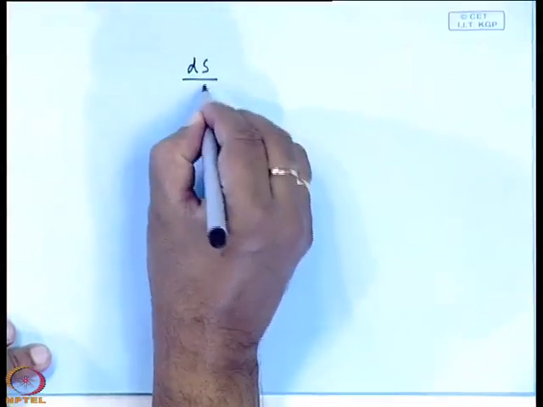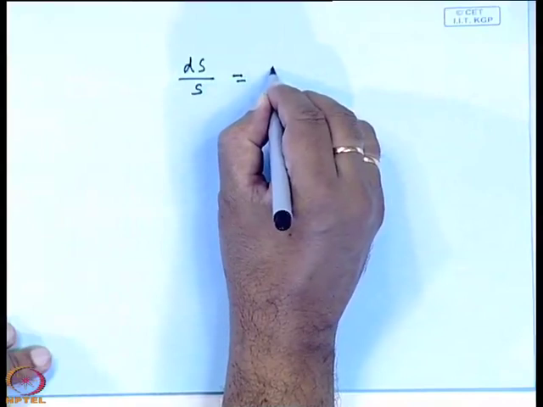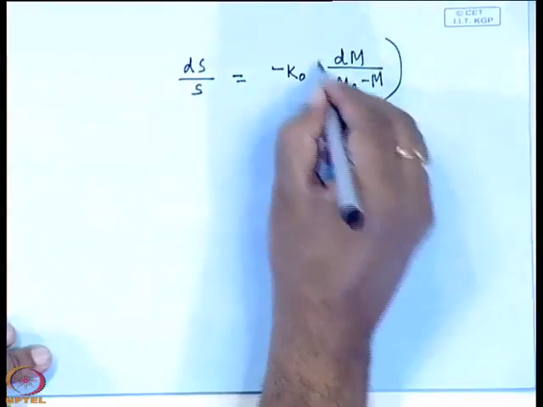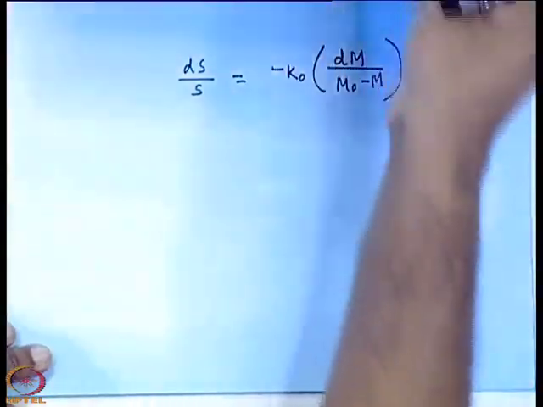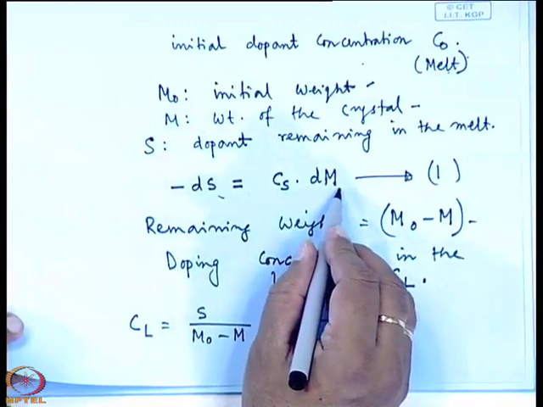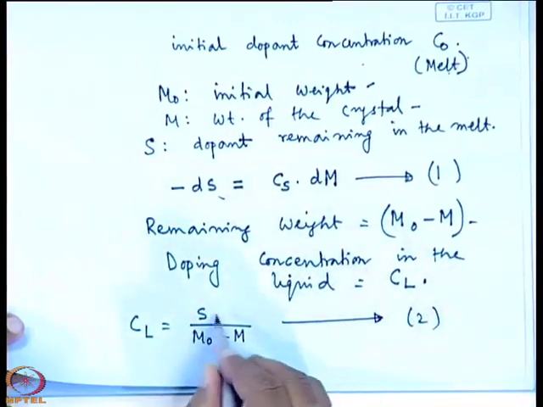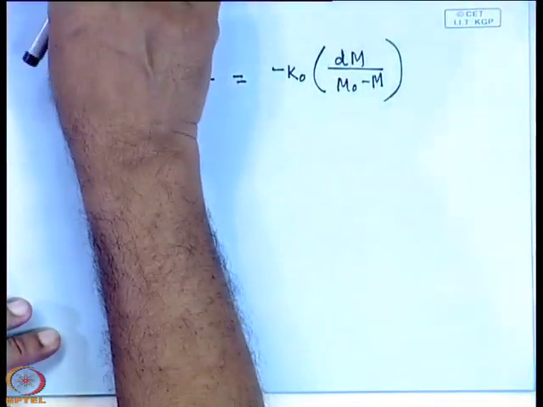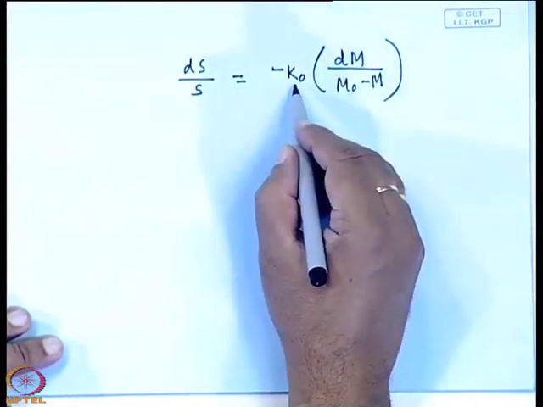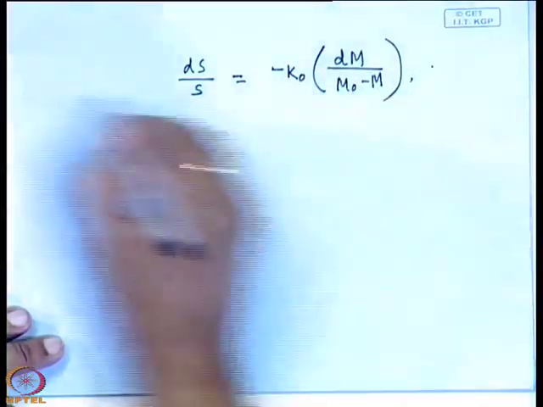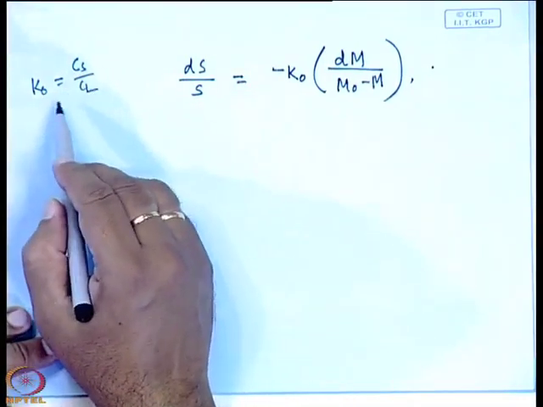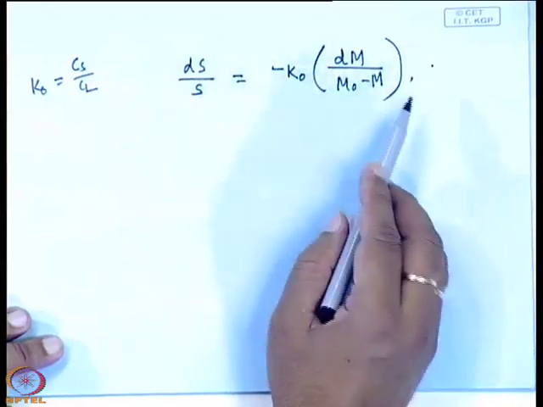dS by S equals minus k0 dM by (M0 minus M). You see that the first equation was minus dS equals C_S into dM, and the second equation was C_L equals S by (M0 minus M). Using these two equations, I can write dS by S equals minus k0 dM by (M0 minus M). Why? Because you know that k0 is equal to C_S by C_L. So, if you put C_S by C_L equals k0, you can arrive at this expression.